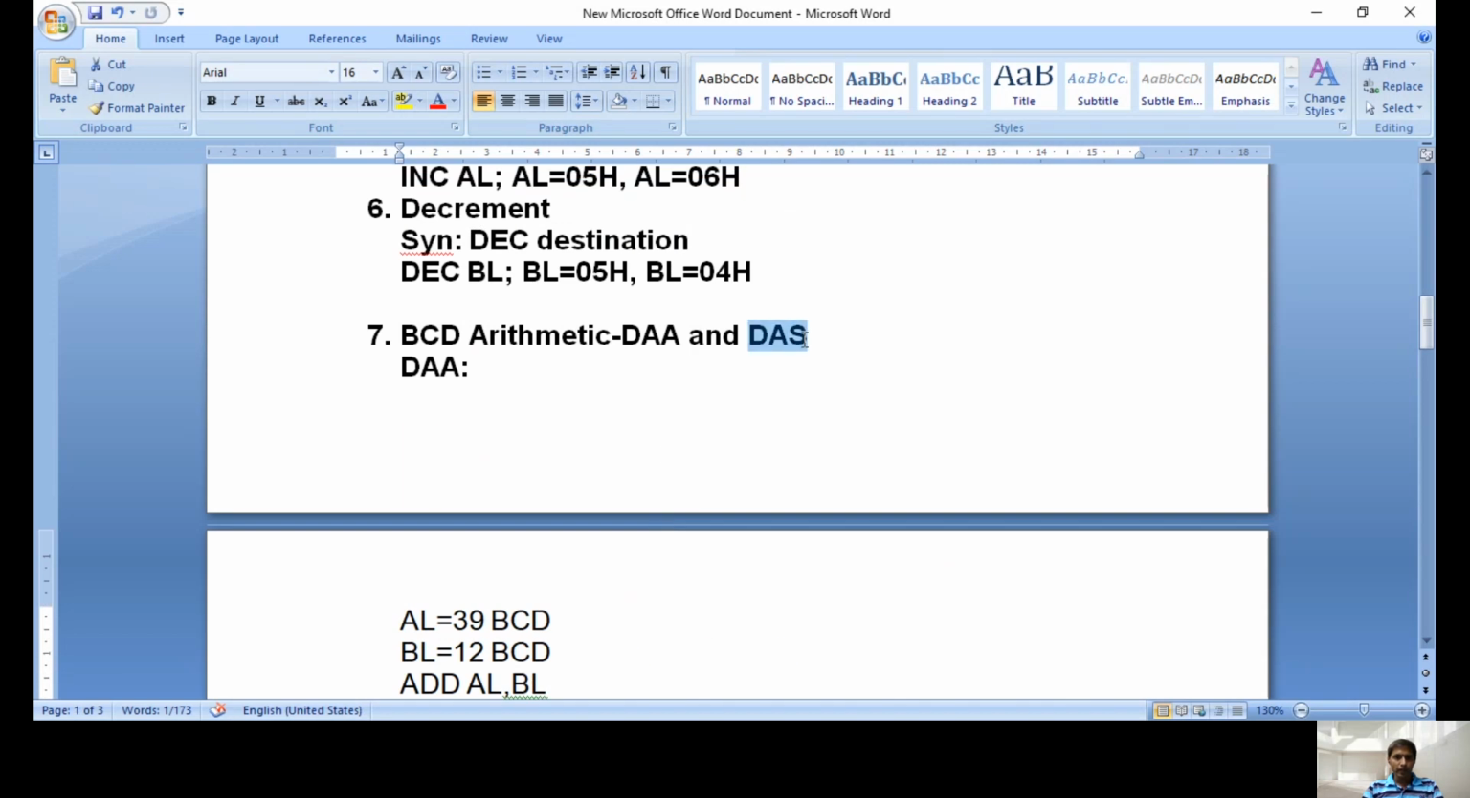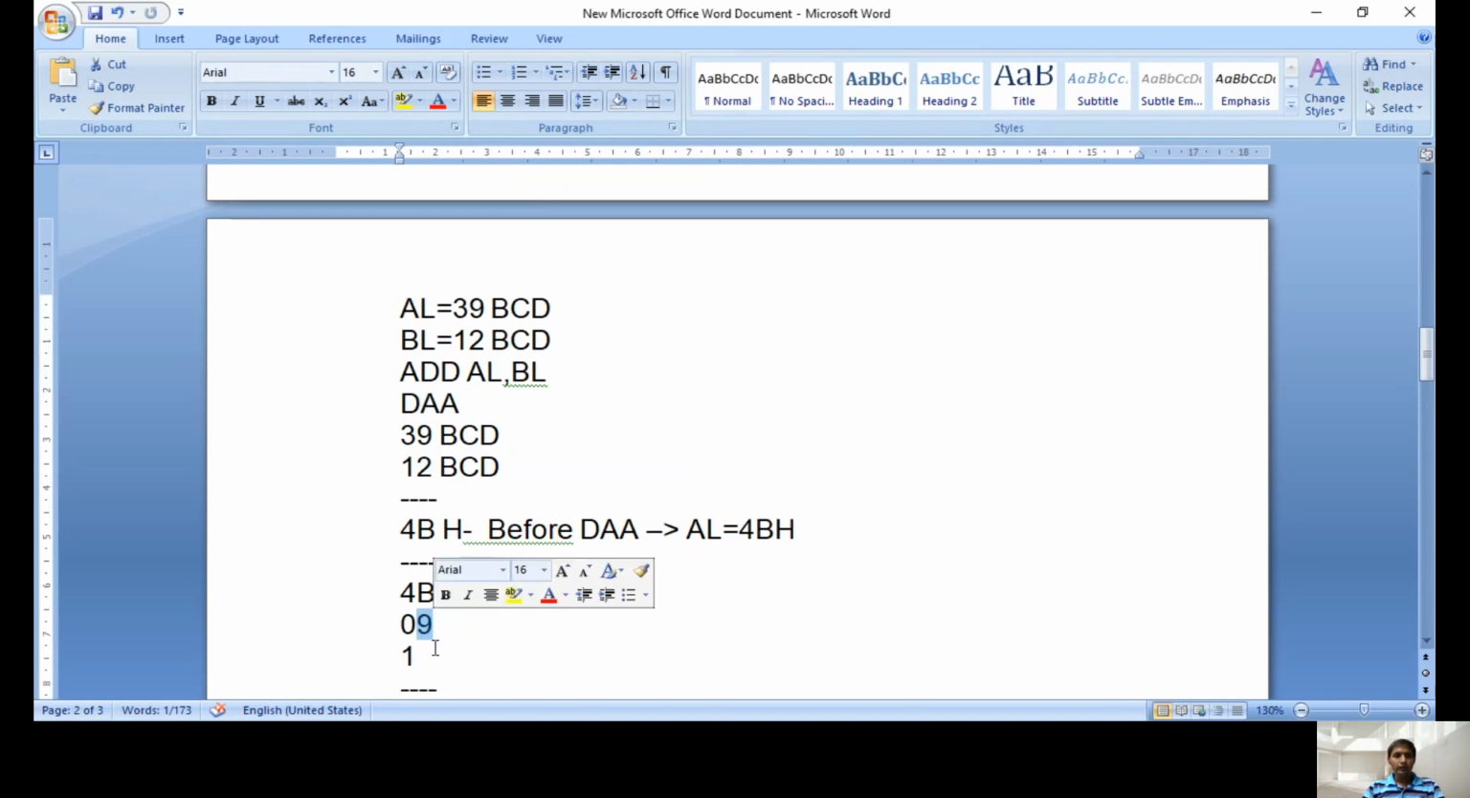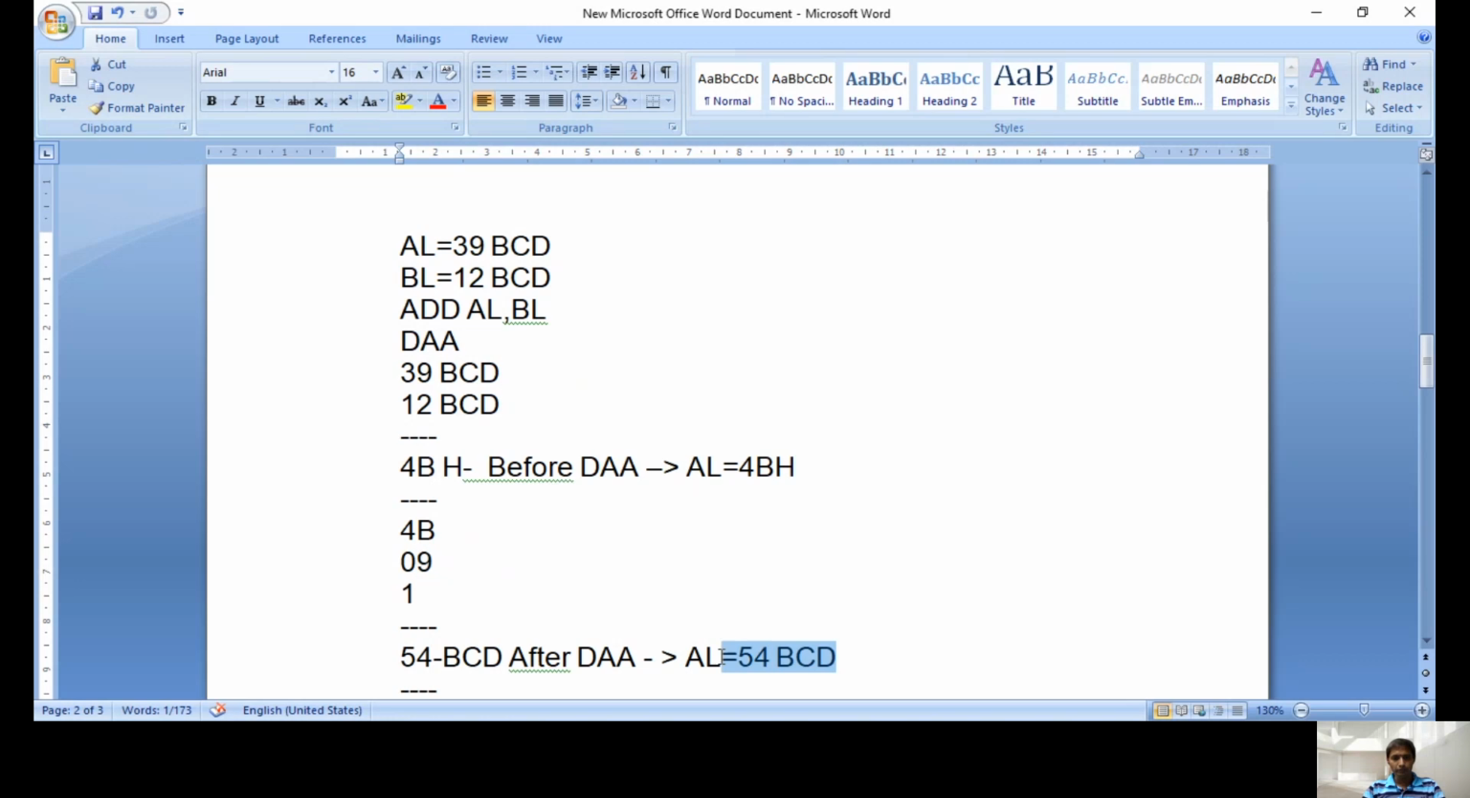What is DAS? DAS is decimal adjust accumulator after subtraction. The previous one is addition, now subtraction. So instead of add, we can write subtract here, and instead of DAA, we write DAS. In the DAS instruction, instead of adding 9, we are subtracting 9. DAS is used to subtract 09 if the lower 4-bit result is more than 9. If the higher 4-bit value is more than 9, subtract 90H from that number. And it will repeat until the result is pure BCD form. Same procedure, addition becomes subtraction.